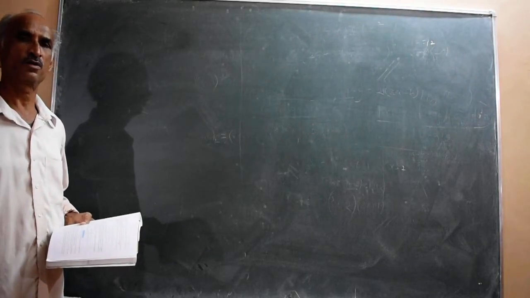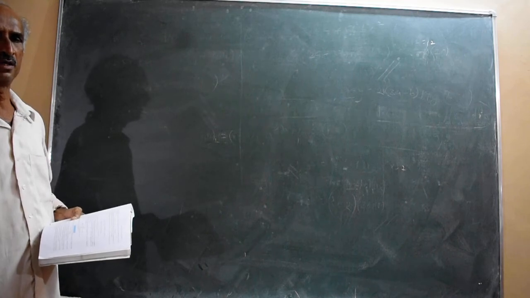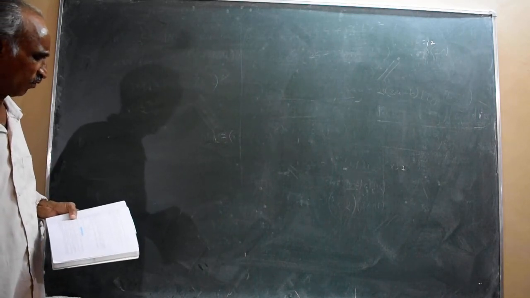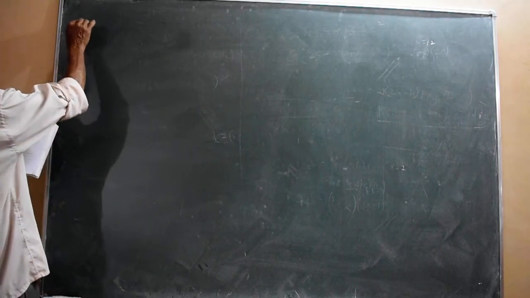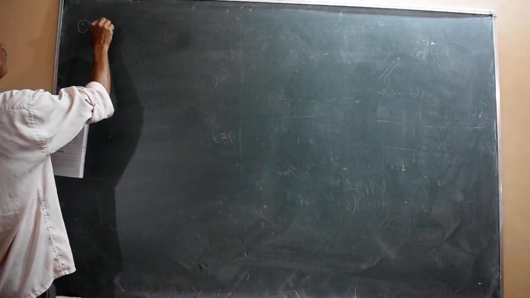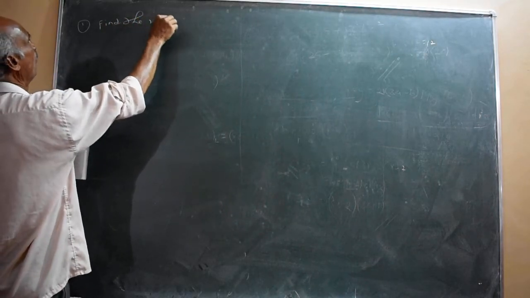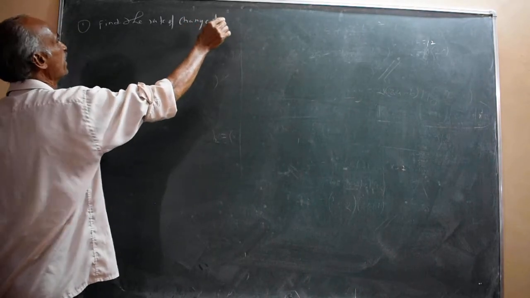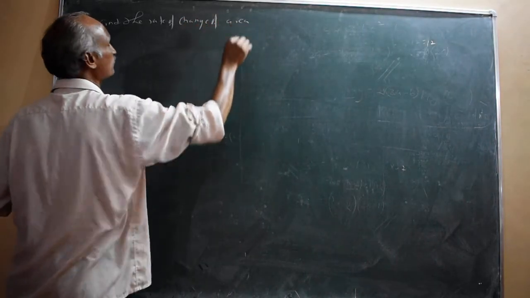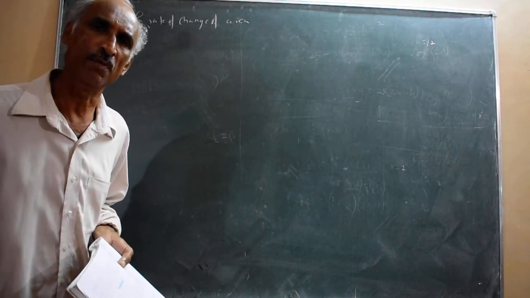Let us take some easy problems on rate measure. Okay. First one, find the rate of change of area. Means we have to work out area is A, we have to work out dA by dt.